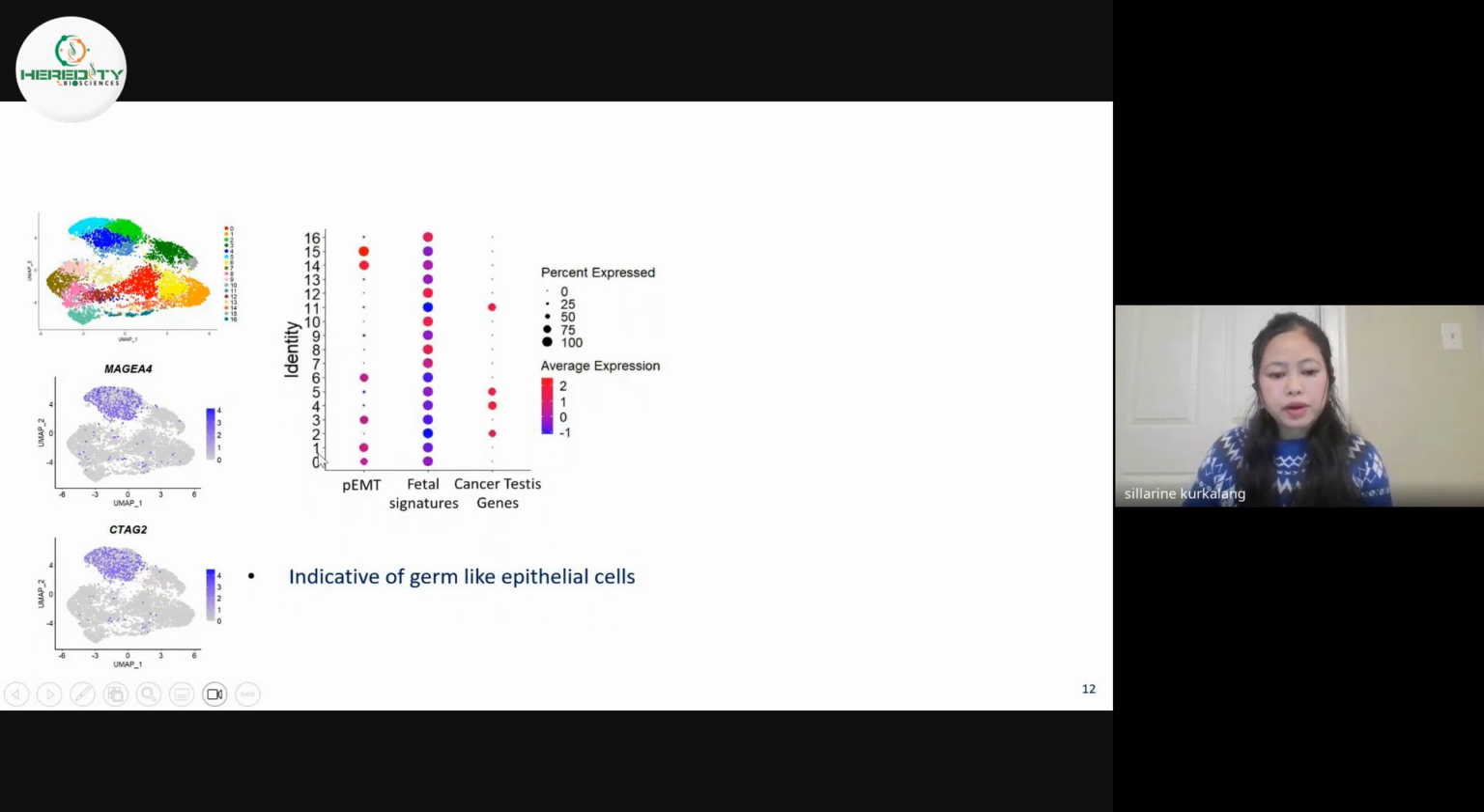Taken together, we found that cluster 0, cluster 1, cluster 3, cluster 6, 14, and 15 consist of cells that were enriched with expression of PMT signatures, but showed lower expression of other signatures or do not express other signatures. Whereas cells in cluster 7, 8, 9, 10, 12, and 16 showed a higher expression of fetal signatures, but lower expression of PMT. And the other clusters, which do not express PMT or fetal signatures, showed higher expression of cancer testis genes, including cluster 2, 4, 5, and 11. This indicates the mutual exclusiveness in the expression of these genes in the oral cancer.